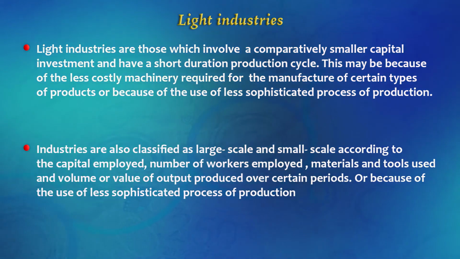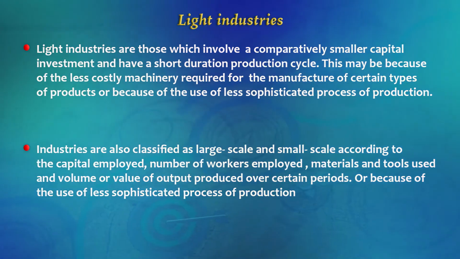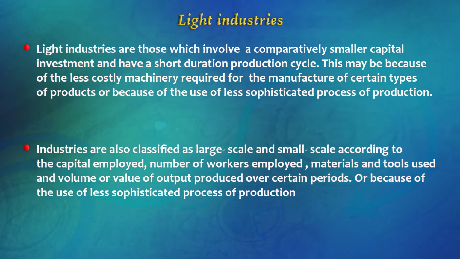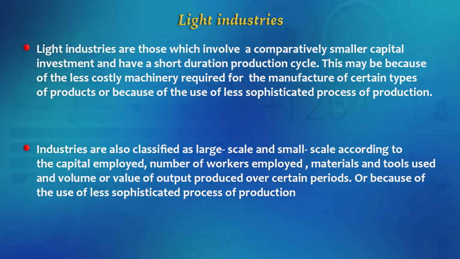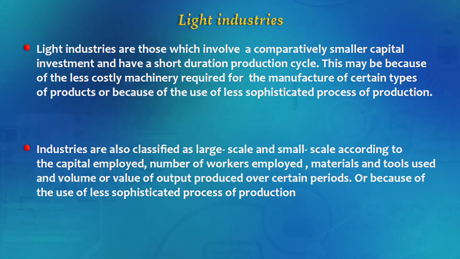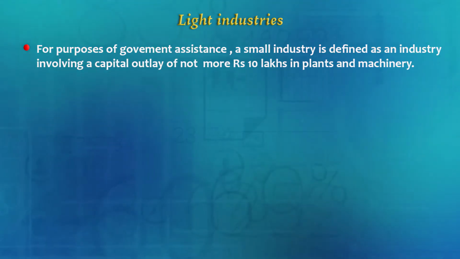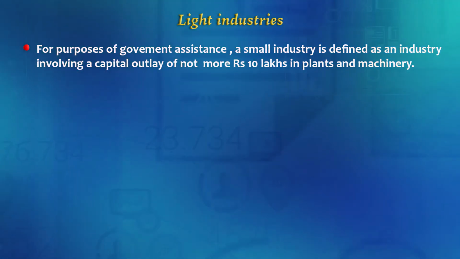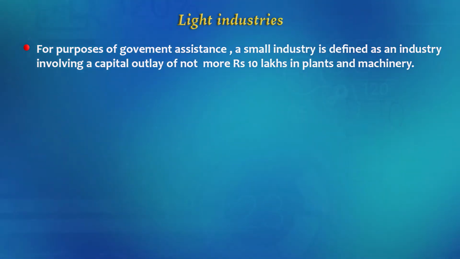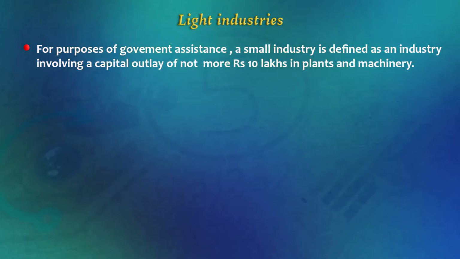Industries are also classified as large scale and small scale according to their capital employed, number of workers employed, materials, tools used and volume or value of output produced over a certain period. For the purpose of government assistance, a small scale industry is defined as an industry involving a capital outlay of not more than rupees 10 lakh in plant and machinery.